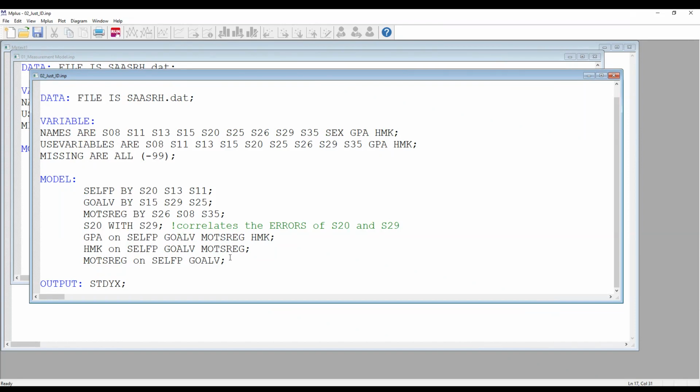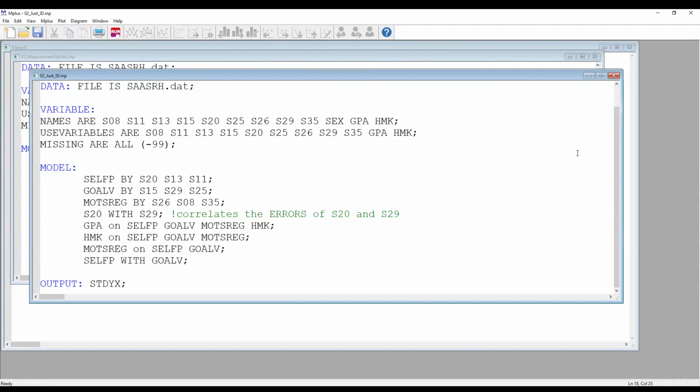And you can see, I didn't say here, but I could, that academic self-perceptions and goal evaluation are correlated with each other because those are still exogenous variables. So those are going to be correlated by default. But to be complete, I could say self P with goal V. There we go. And those are correlated with each other. So save. And then we just run it.